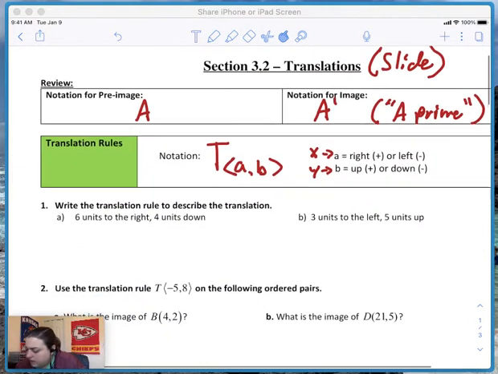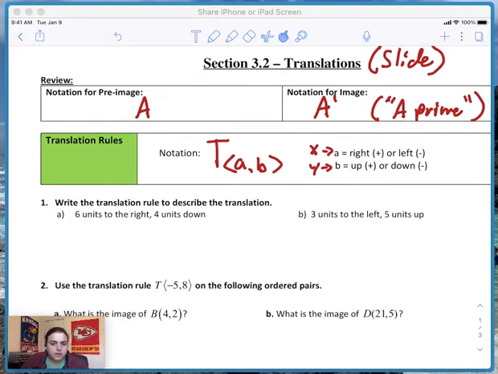So the first couple problems we're going to look at don't involve a graph, but we will be getting to graphing and what this looks like on a graph. So the first thing we're going to do is write the translation rule to describe the translation. So here's the notation that we have to use.